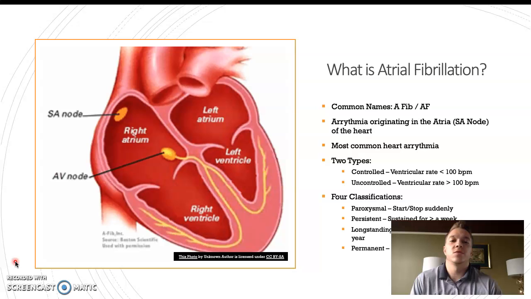There are two different types. There's controlled AFib, which has a ventricular rate of less than 100 beats per minute. And there is uncontrolled AFib, which has a ventricular rate of greater than 100 beats per minute.